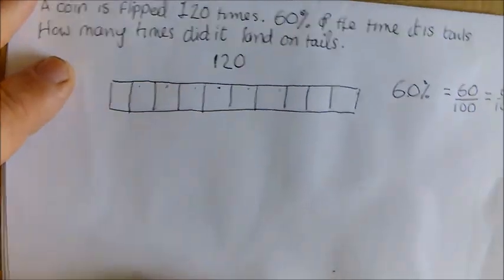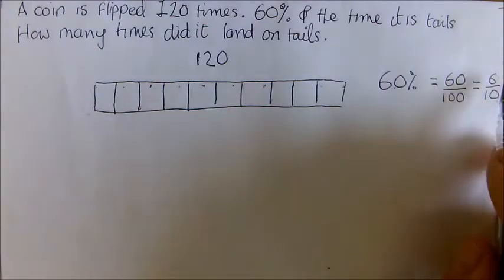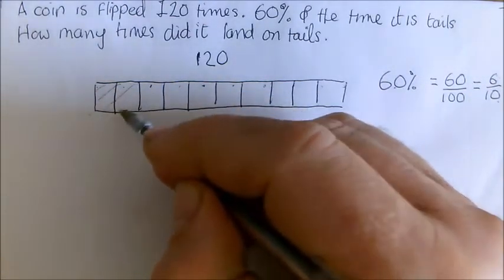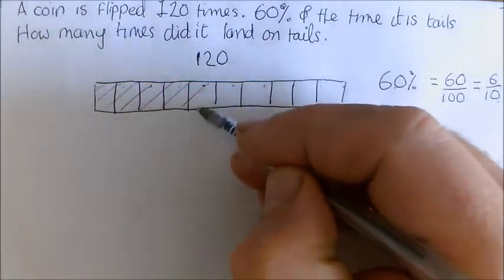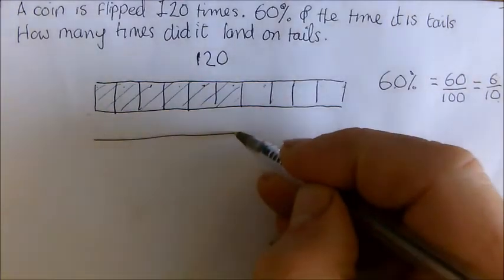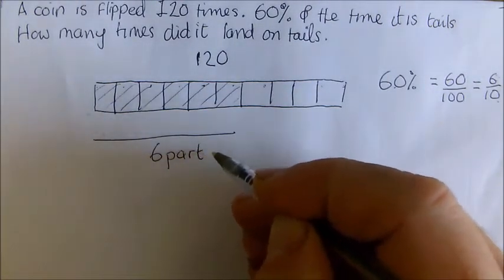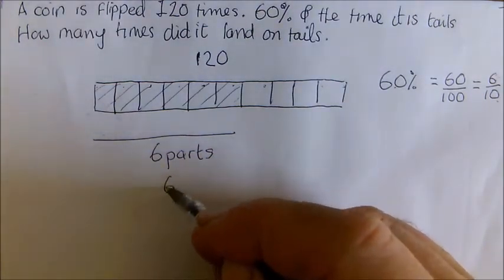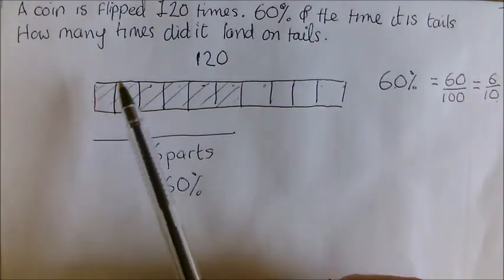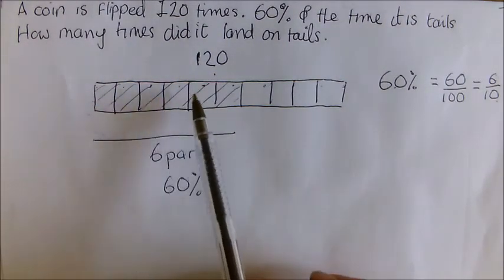So my bar is divided into 10 parts, of which I need 6. So I'm going to shade 6 of them. Those 6 parts there are what you're using to represent 60%. All we need to do is work out how much of our quantity fits into each box.